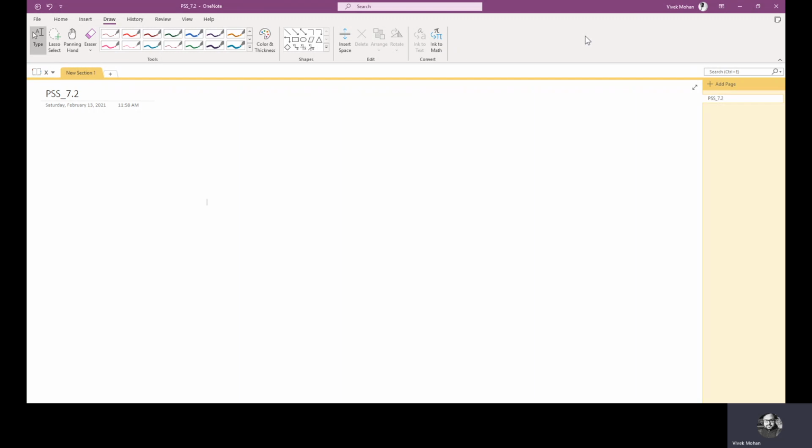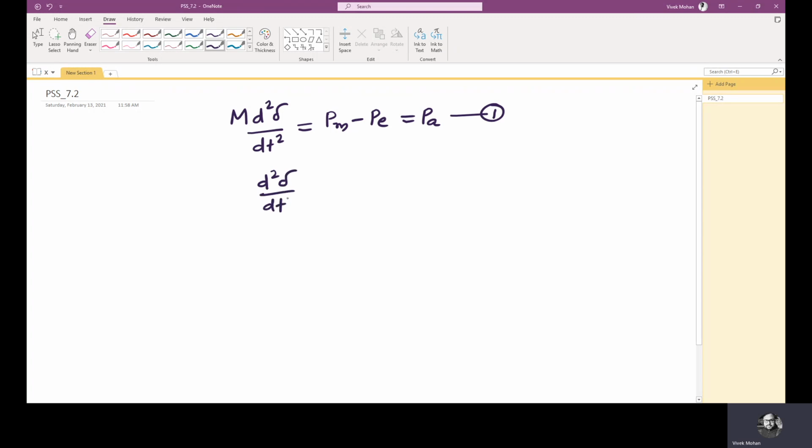Now let's start with the swing equation itself. M d squared del by dt squared. This is already derived in a previous lecture. M d squared del by dt squared equals Pm minus Pe, which is the mechanical power minus electrical power, which is the accelerating power Pa. Let it be equation 1. Now from this equation we can write d squared del by dt squared equals Pa divided by M.